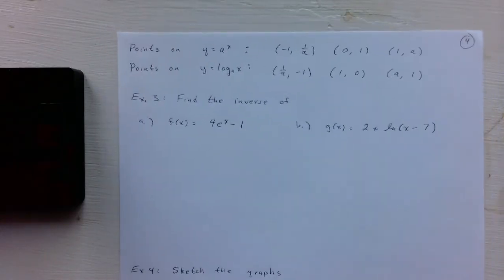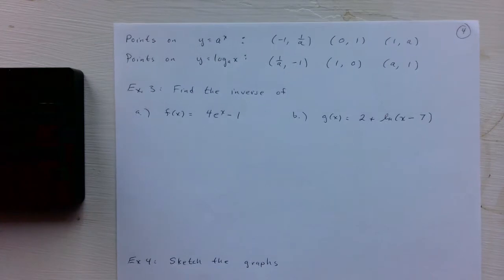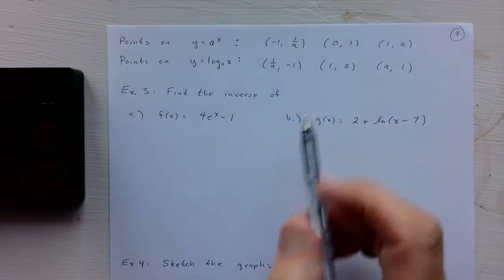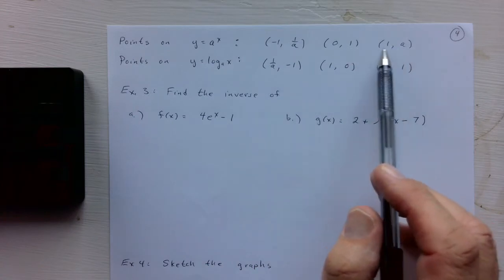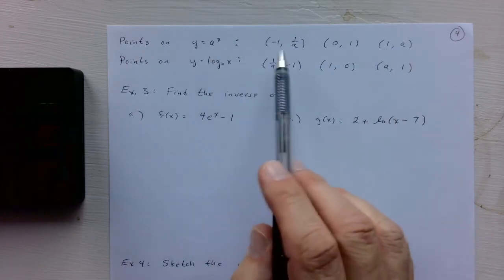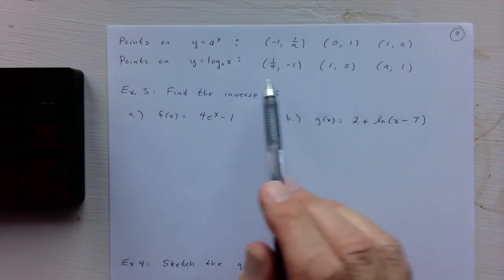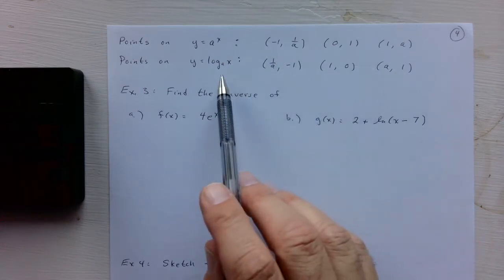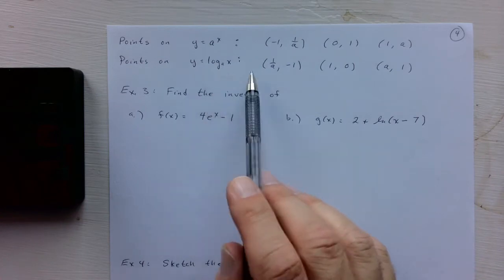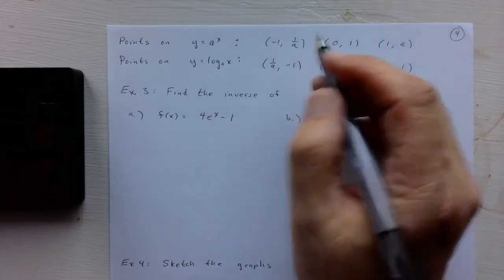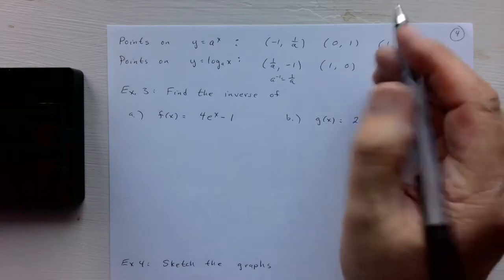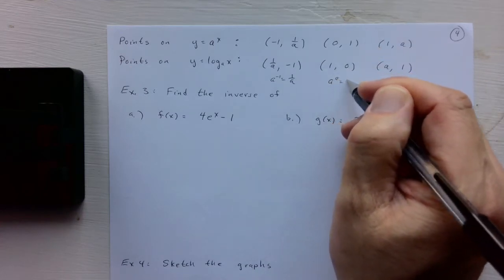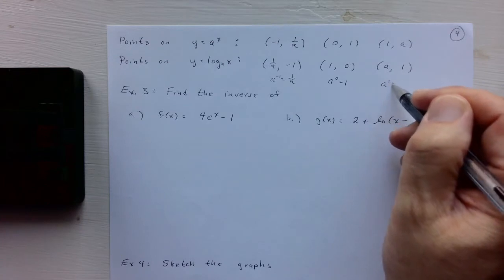All right, one more thing about the graphs of a to the x and log x base a. Just as negative 1, 1 over a, 0, 1, 1, a are points of y equals a to the x, if we interchange these coordinates, we get points on the graph of log x base a. These reflect the fact that a to the minus 1 equals 1 over a, a to the 0 is 1, and a to the 1 is equal to a.